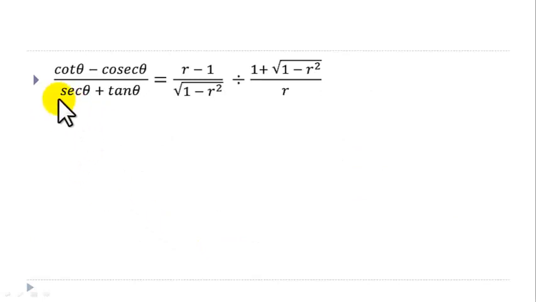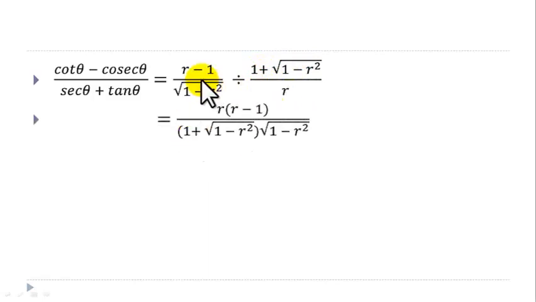Therefore, the expression for cot theta minus cosec theta all over sec theta plus tan theta is equal to r minus 1 all over the square root of 1 minus r squared, divided by 1 plus the square root of 1 minus r squared over r. And this is equal to r minus 1 over the square root of 1 minus r squared, times, you invert this to become, r all over 1 plus the square root of 1 minus r squared.